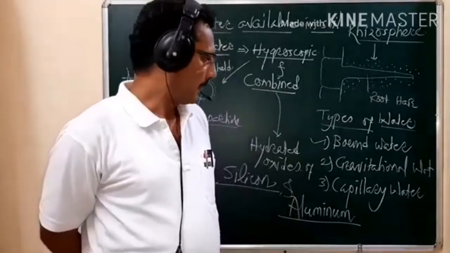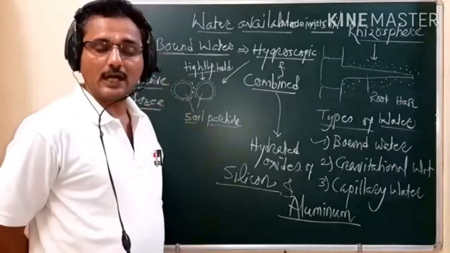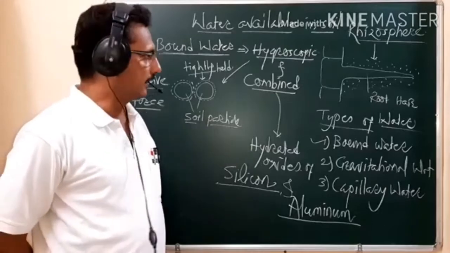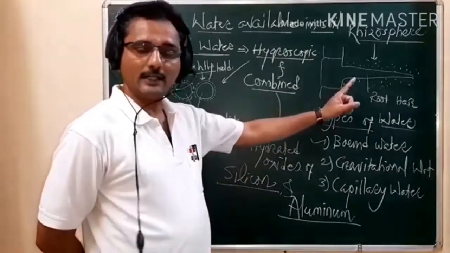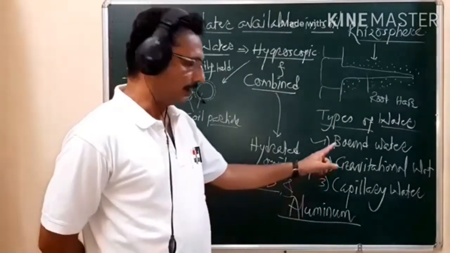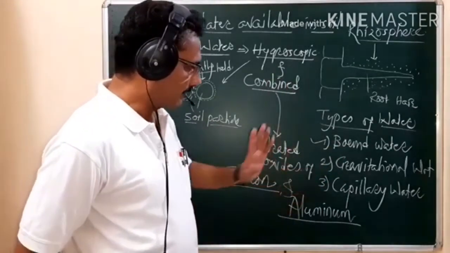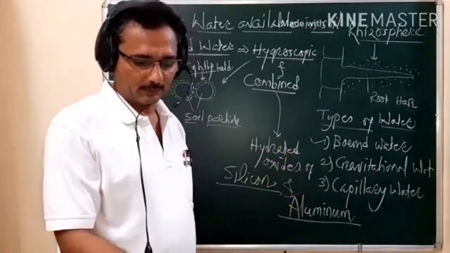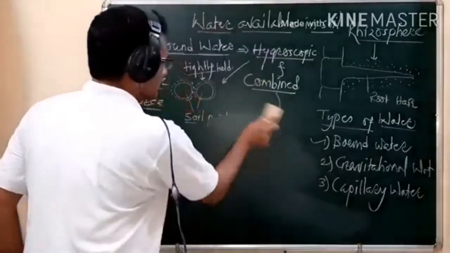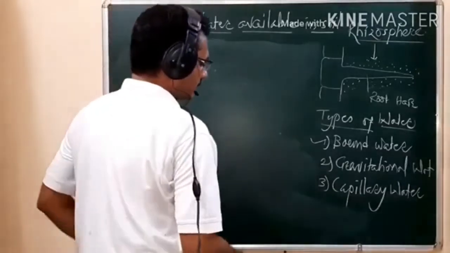So remember, student, this bound water is not available to the plant, or the roots of the plant are unable to uptake such a type of bound water. Then we will move toward the next type of water, the gravitational water.